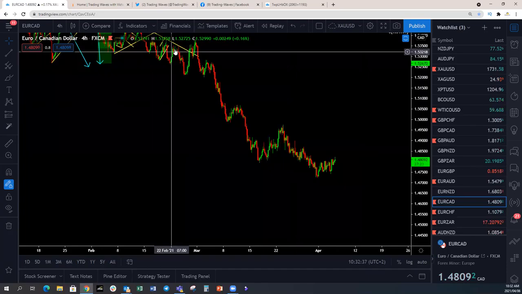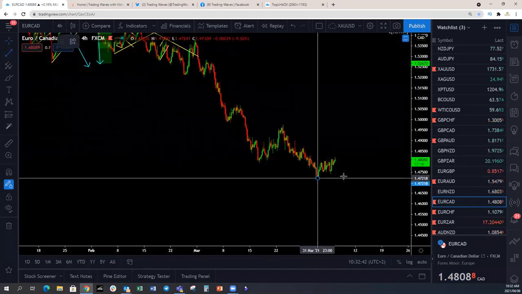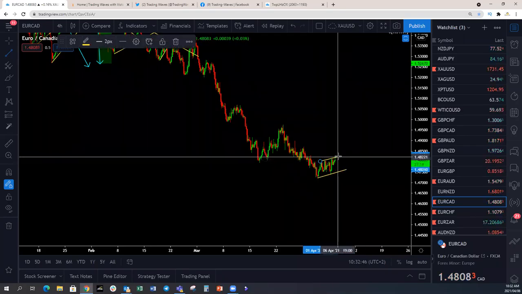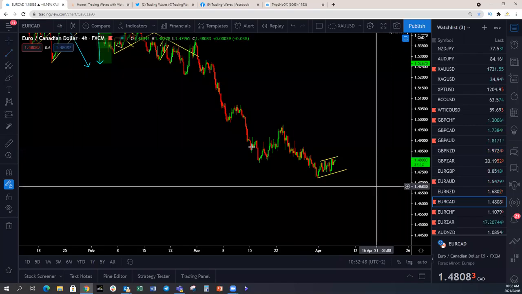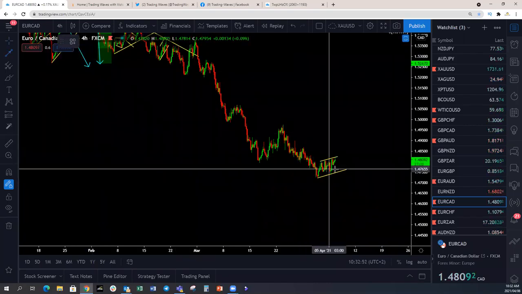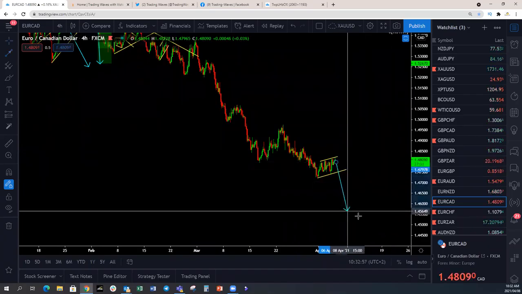Euro CAD is another continuation pattern. You know, every time this one gives us continuation patterns, guaranteed that we continue to the downside. So we're looking for this. So these are going to be some of our trade setups that we're going to be looking at.